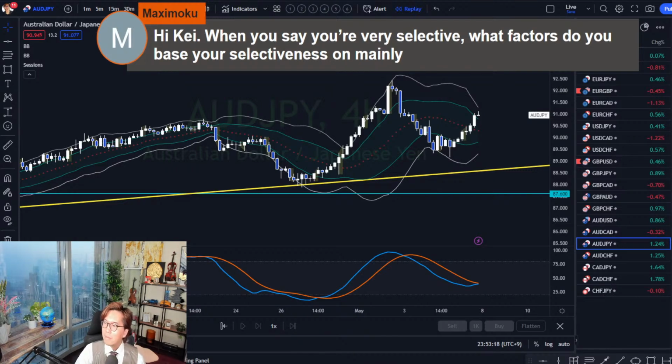Okay, Imad, you're welcome. Maximok says, when you say you're very selective, what factors do you base your selectiveness on mainly? There are multiple things I check. The Kumo shape, making sure the Kumo is not too thin, and the resistances and supports in higher time frame, and also the spikiness on M5. If M5 shows too many dojis or too many wicks up and down, then I don't take that trade. So that's how I select. And also, if I see multiple pairs trending at the same time, I look at the strength chart and select the best pair to trade. So multiple things I check.